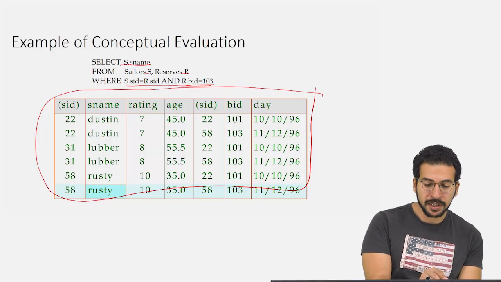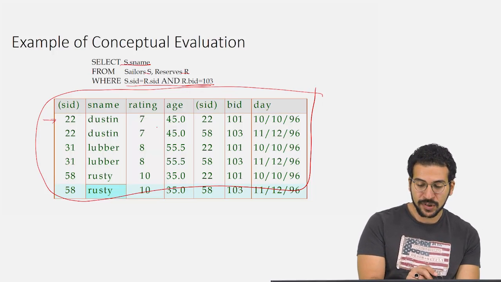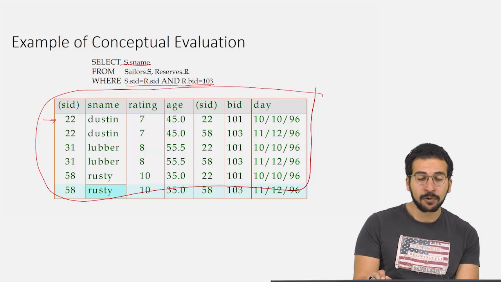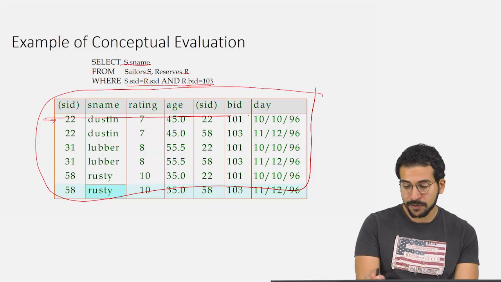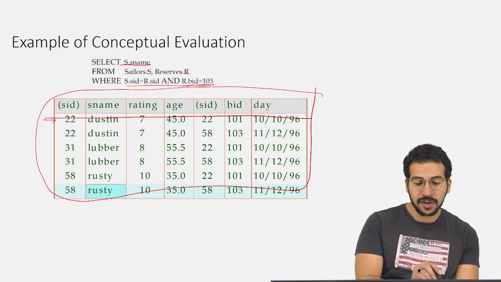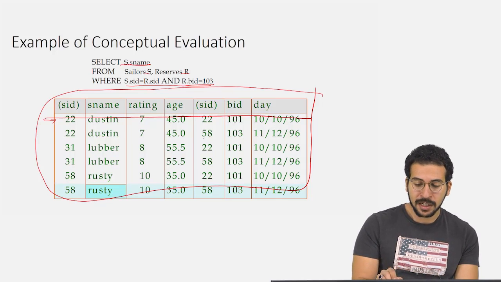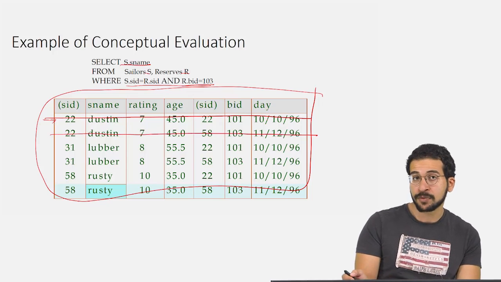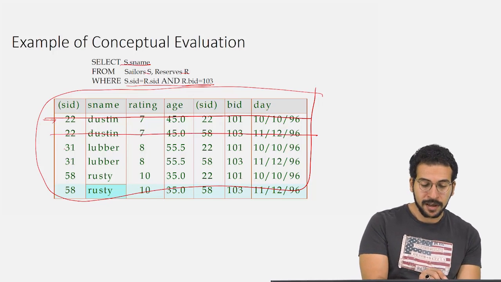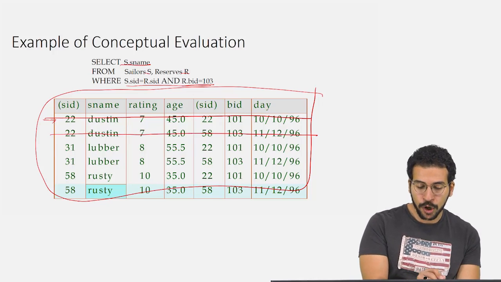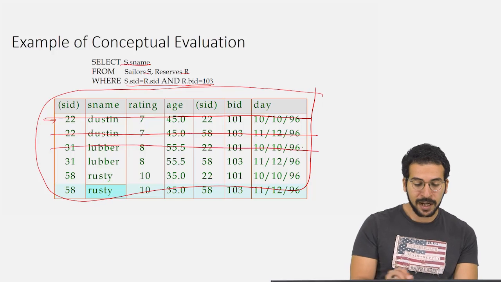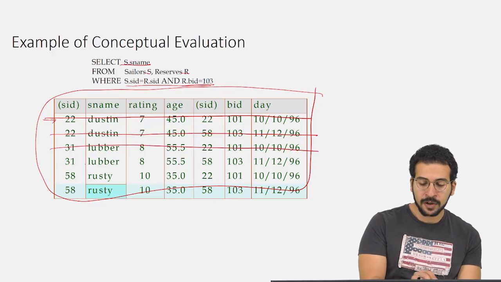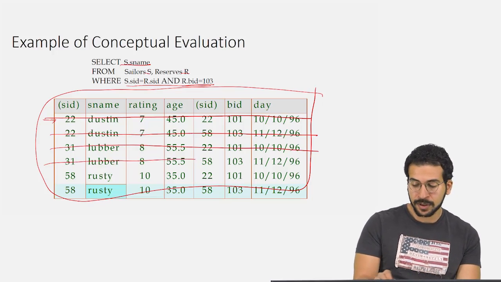As you can see here, the first tuple: is the SID equal to SID? Yes. Is the boat ID equal 103? No. So this will be filtered out. The same you do here: SID equal to SID? No. So this will be filtered out, even though the boat ID is 103. Here, SID equal SID? No. So filter out. SID does not equal SID here, so filter them out.